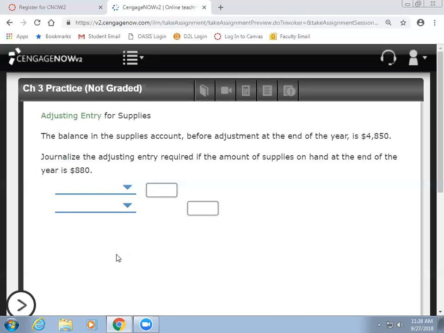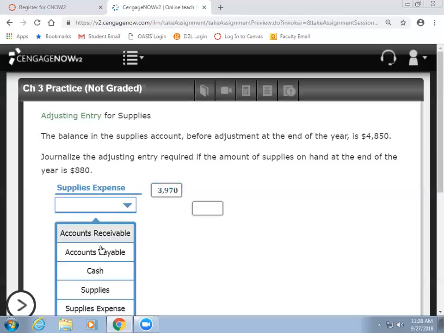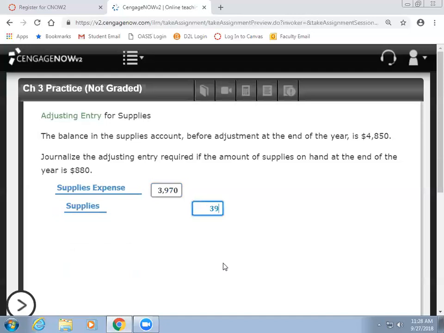So I know I need to credit supplies $3,970. Again, we took the $4,850 minus $880. We used $3,970 worth of supplies. Well, if we used them, that means we need to expense them. So we're going to debit supplies expense for the $3,970 and credit the asset supplies.